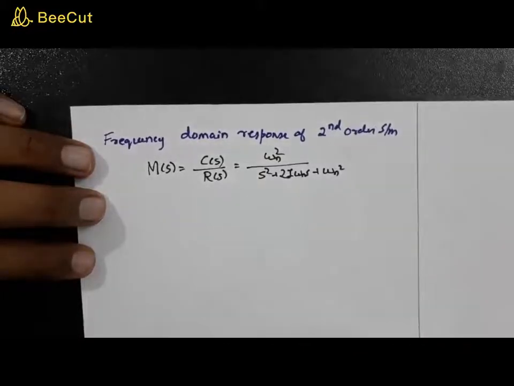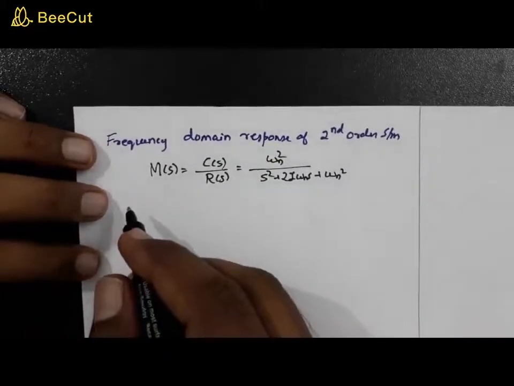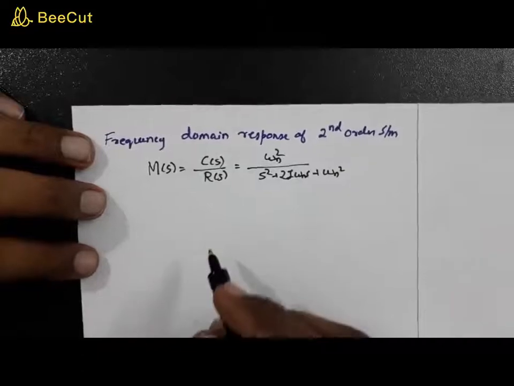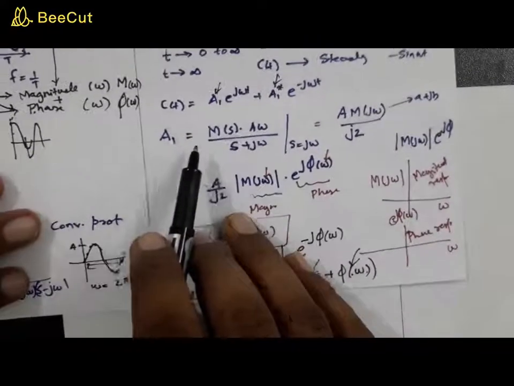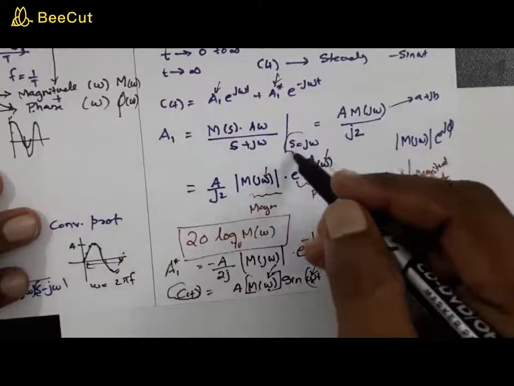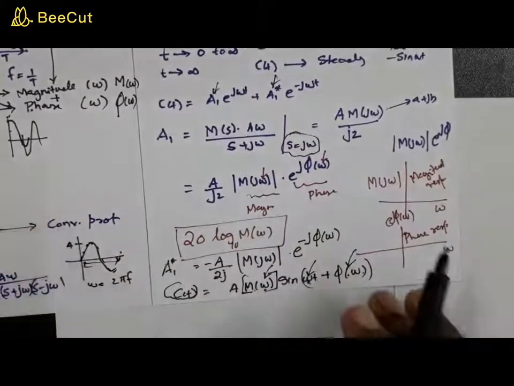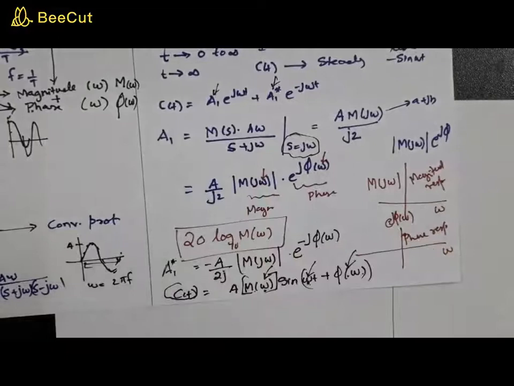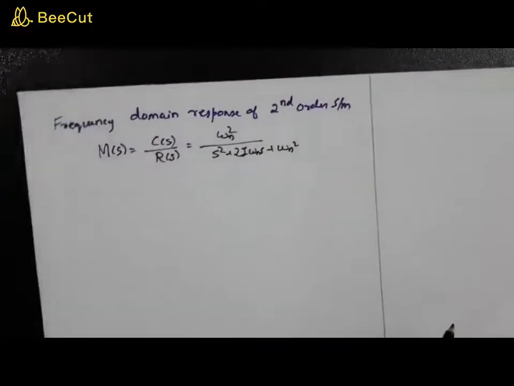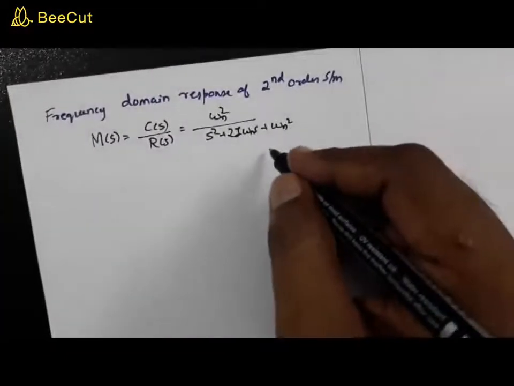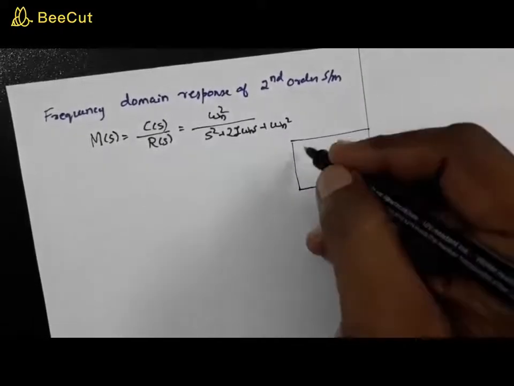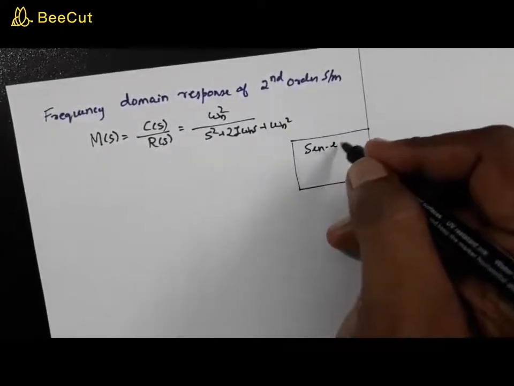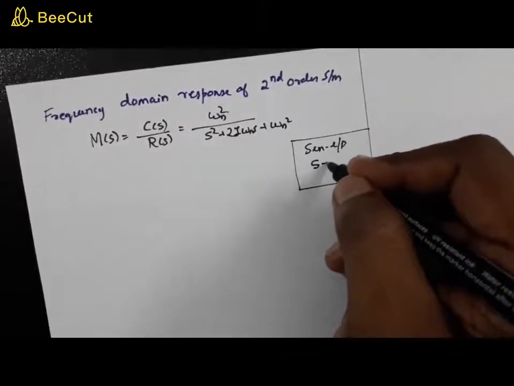Now how to find out the frequency response? We have already seen that. What you need to do is put s equal to j omega. This is the way of finding out the sinusoidal response. So whenever you give a sinusoidal input, you can put s equal to j omega.